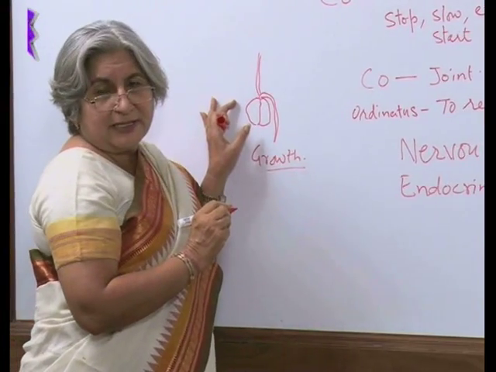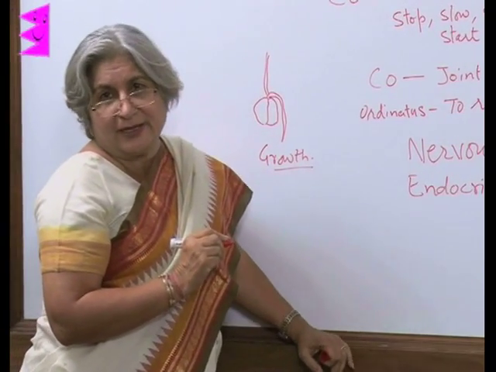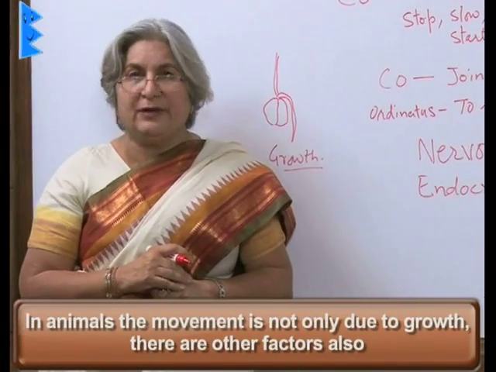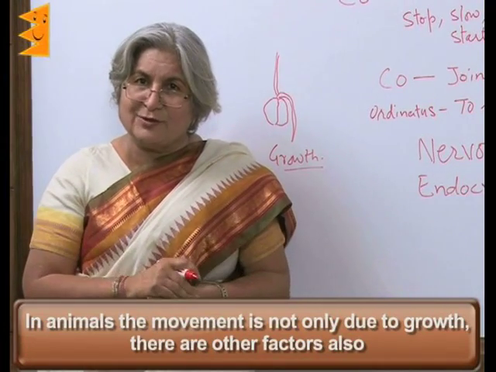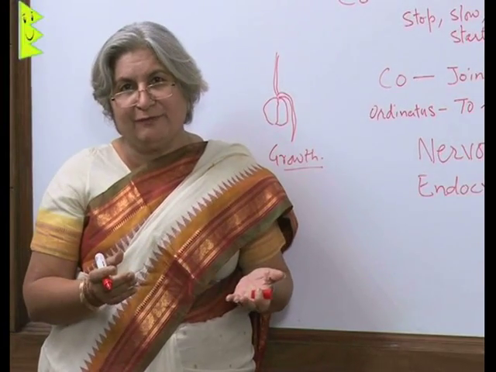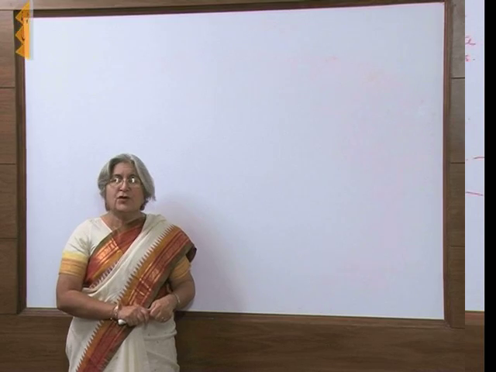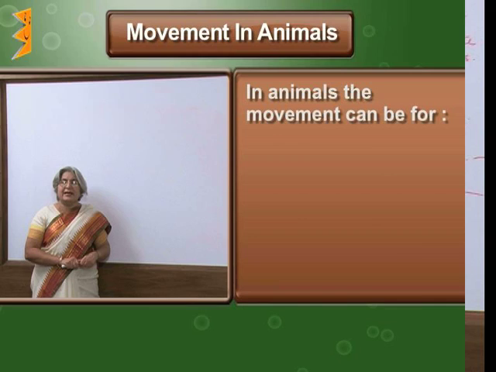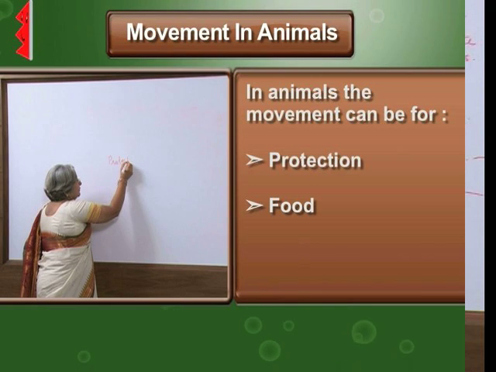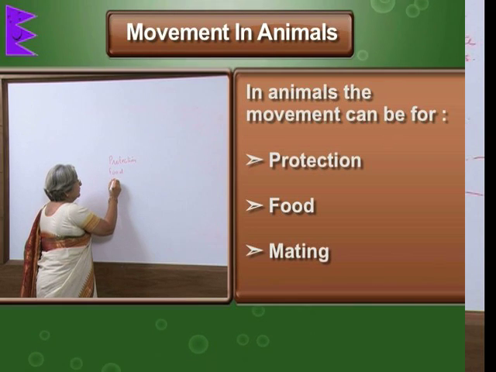If this seed does not get water and it is not able to grow, then this movement will not take place. But in case of animals, the movement is not only because of growth. There can be many other things also. Have you seen a cat running after a mice? That's also movement. What is it for? Food. So in animals, the movement can be for protection, for food, for mating.